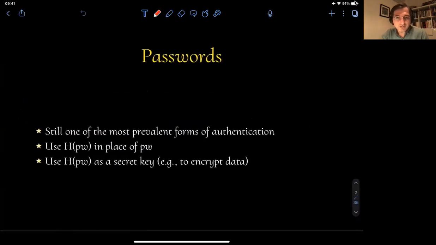So passwords are one of the most commonly used authentication mechanisms in cryptography and security. And typically we would use a hash of a password in place of the password itself for authentication. This is to provide some form of resilience against, for example, leakage of a database of passwords, where you would get to see the hash of passwords, but not the passwords themselves. In fact, sometimes we even go beyond this and we use the hash of a password as a secret key in some application. For example, we might derive a secret key from a password and then use it to encrypt data.